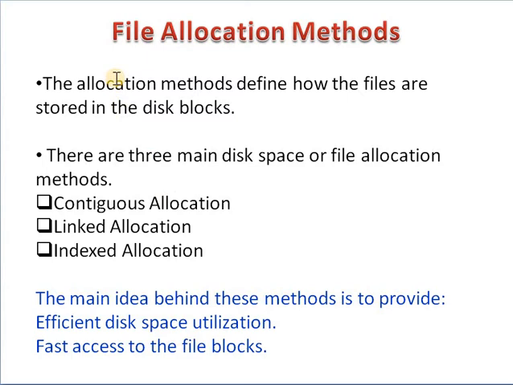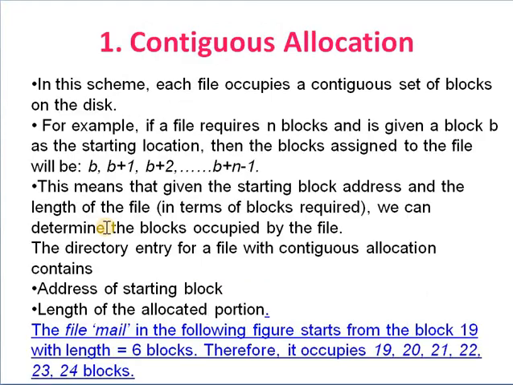The main idea behind these methods is to provide efficient disk space utilization and fast access to the file blocks. By using the file allocation mechanism, we are easily accessing the files that are stored in a memory block. And the file allocation method also provides efficient disk space utilization. By using this mechanism, we are effectively utilizing the provided disk storage. Let us see one by one these allocation methods in detail.